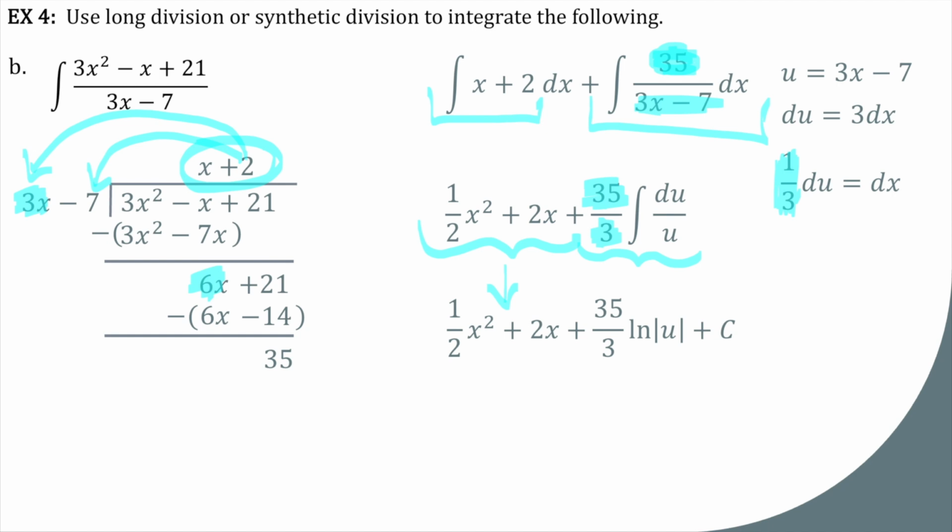What is u? We'll have to plug that back in. There's no bounds to change, so in this case, we do have to get our x plugged back in. And there's our final answer. 1/2 x squared plus 2x plus 35 over 3, natural log of the absolute value of 3x minus 7 plus c.